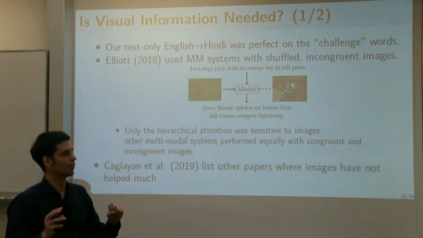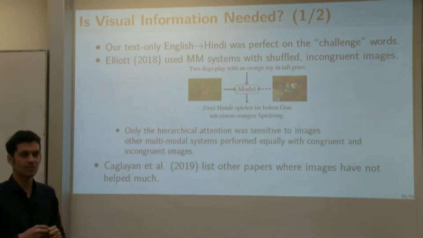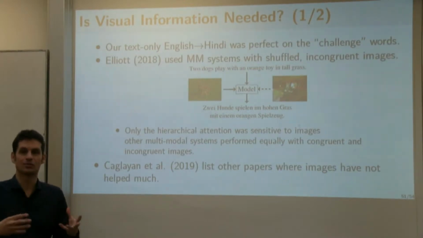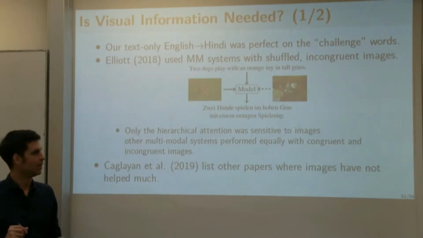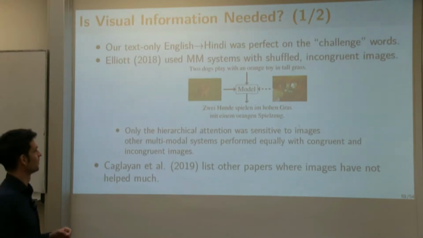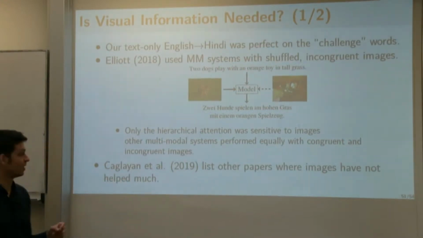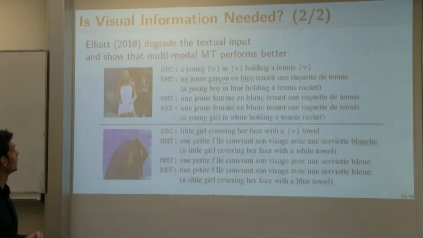So the hierarchical model was the only one which really learned when to observe the image, and it got a worse performance when the image was non-matching with the input text. There are other papers where the images have not helped much, so that's mentioned there as well.